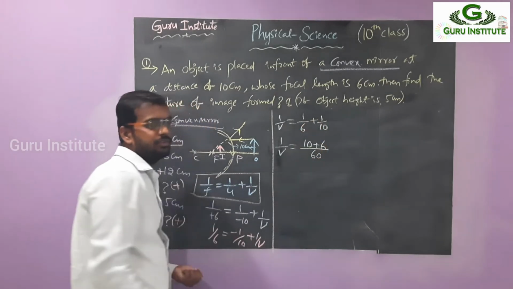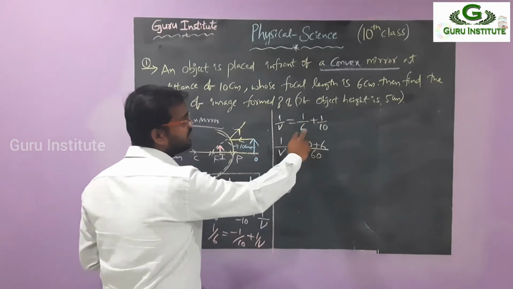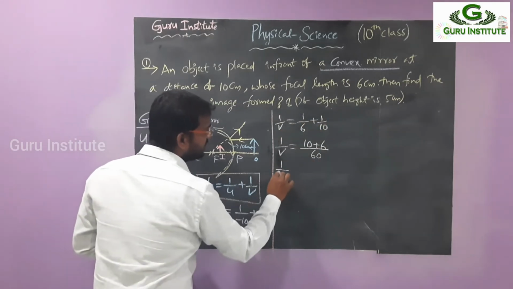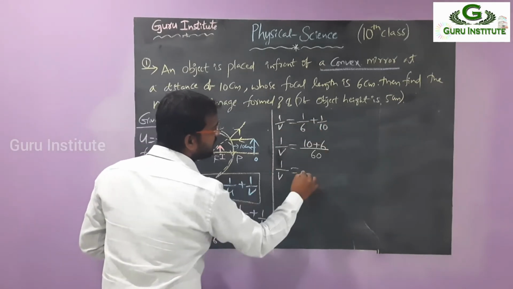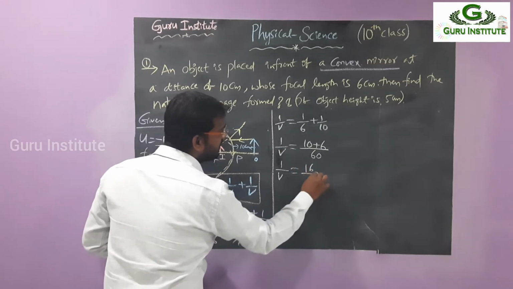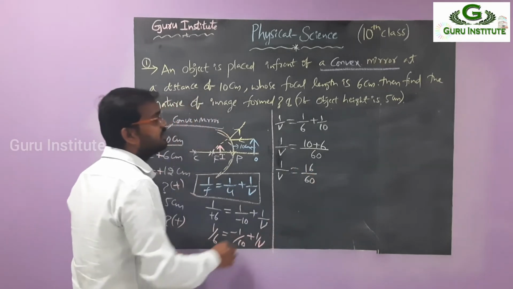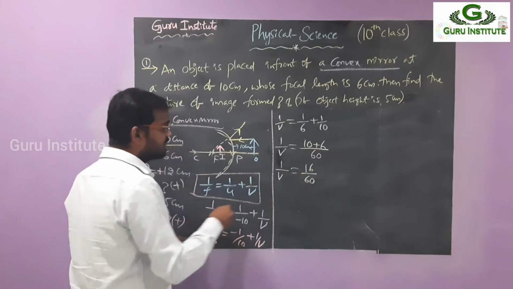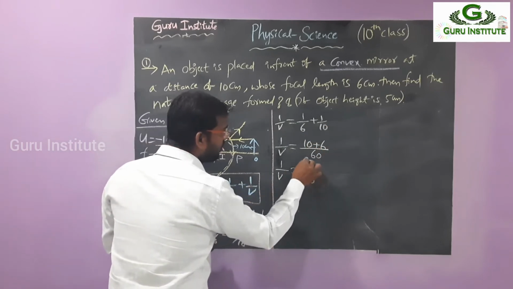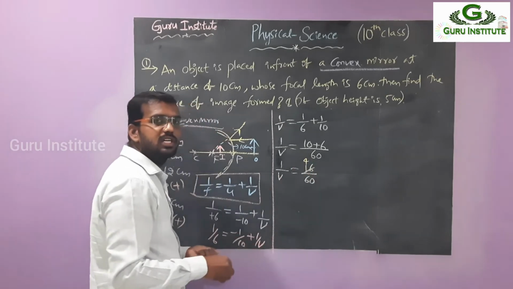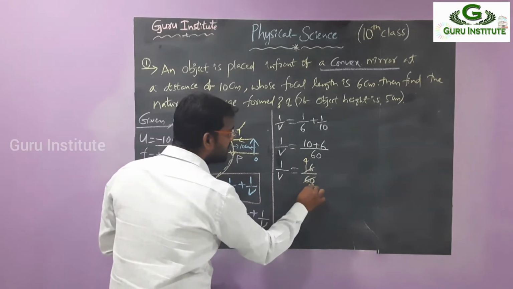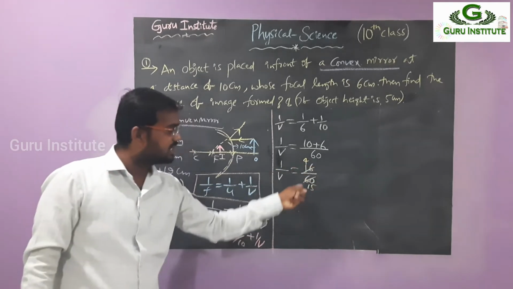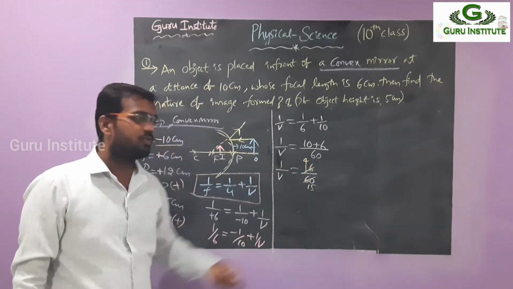If you do the LCM also it will be easy, but for direct simplification we are taking 6 into 10, 60. 10 ones are 10, 6 ones are 6. So 1 by V is equal to 10 plus 6, how much? 16 by 60. So simply do the calculation: 4 fours are 16, 4 fifteens are 60. Remaining, 4 fives are 20.